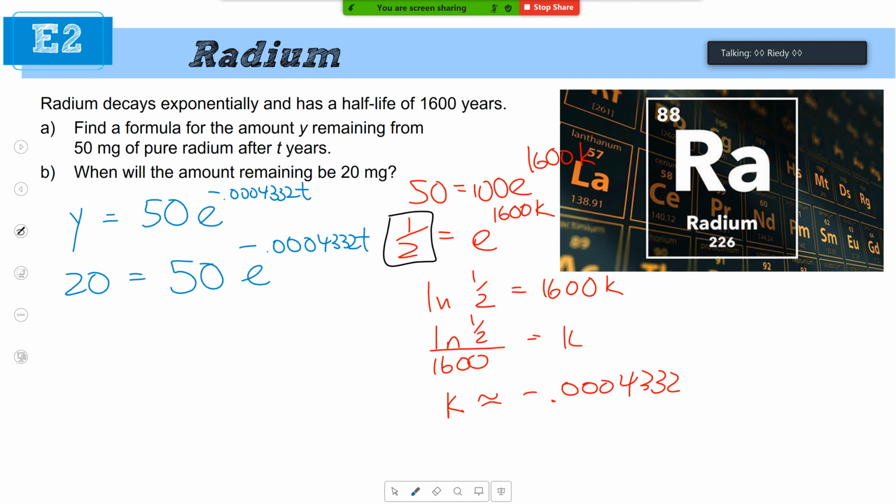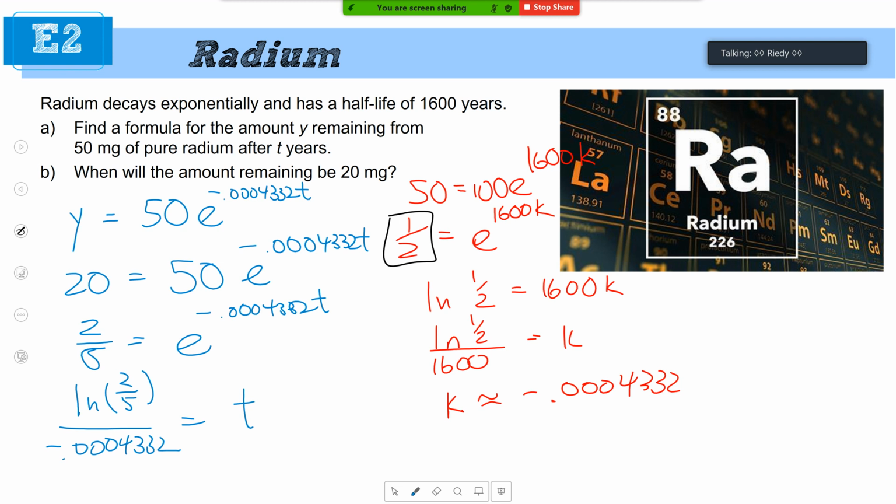Notice, when I solve this problem, I am not taking the natural log of both sides first. I'm getting rid of the 50. 2/5 is equal to e to the negative 0.0004332t. Take the natural log of both sides, divide by that k value, and we'll end up with t. So the natural log of 2/5, be careful with parentheses, divided by negative 0.0004332 will tell me what t is. Saving us the hassles, t turns out to be 2,115.085 years. That's a long time.